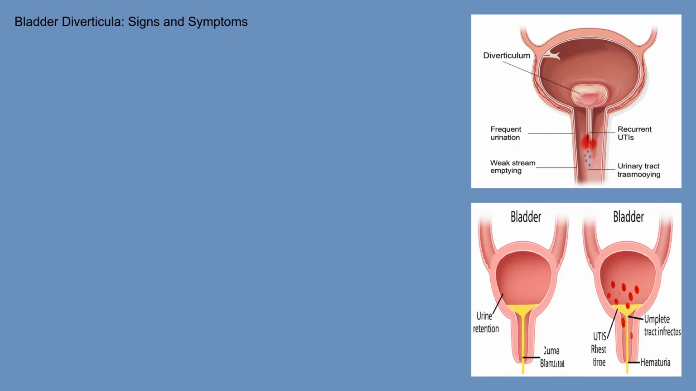The signs and symptoms of bladder diverticula can vary greatly. Some individuals may be completely asymptomatic, especially if the diverticulum is small. However, when symptoms do occur, they often include recurrent urinary tract infections or UTIs, frequent urination, a weak urine stream, and difficulty emptying the bladder completely, which is known as urinary retention. Patients may also experience lower abdominal pain or discomfort and blood in the urine, also known as hematuria. In children, recurrent UTIs are often the main presenting symptom.